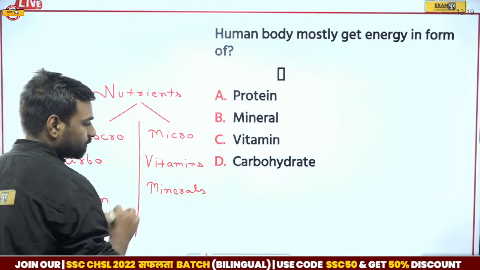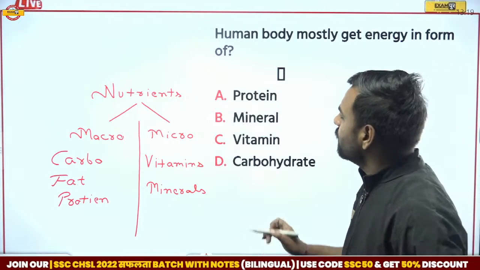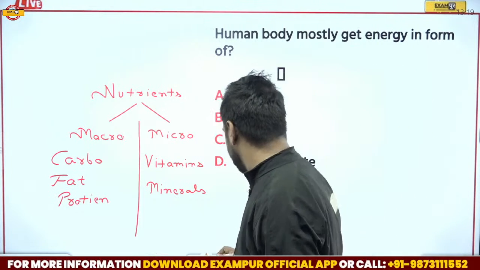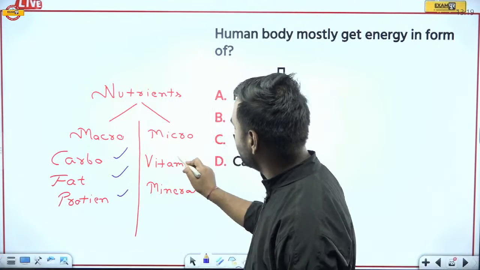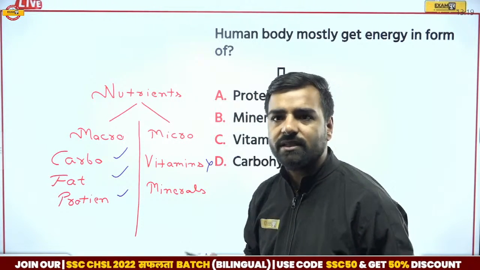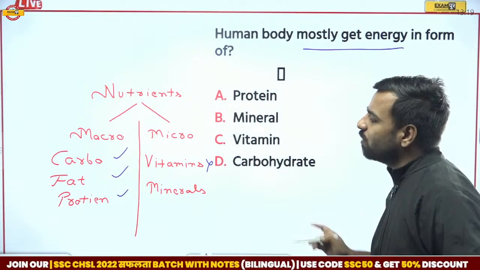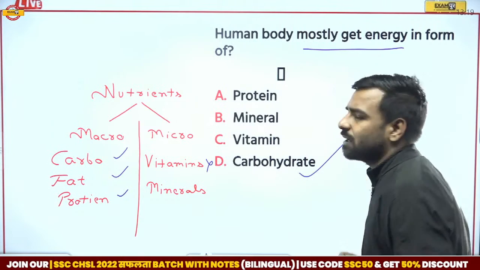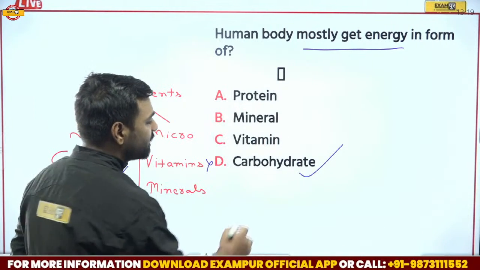Now, if I talk about these options, just try to have a look. So we knew energy we can obtain from carbohydrate also, but we are not getting energy from vitamins, we have discussed. Now if I go with this part, most energy, so mostly if I talk about, then the correct answer is going to be carbohydrate. One more thing, this is also asked in the examination, which gives you instant energy.